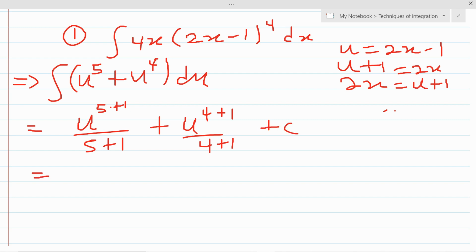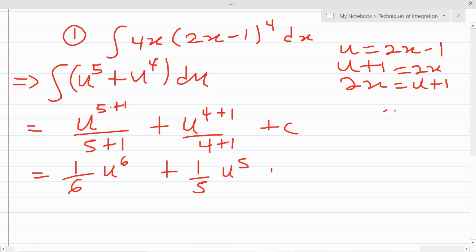So now this will give me 1 over 6 u to the power 6 plus 1 over 5 u to the power 5 plus c. So now what we do is, the final answer will be in terms of x, because the question was given in terms of x. Okay, so wherever you see our u in our final answer, I put x back, the representation of u.